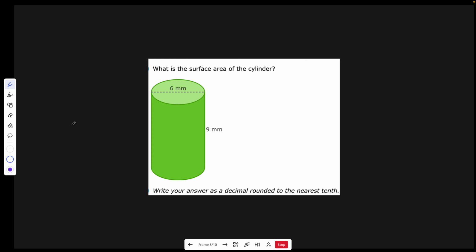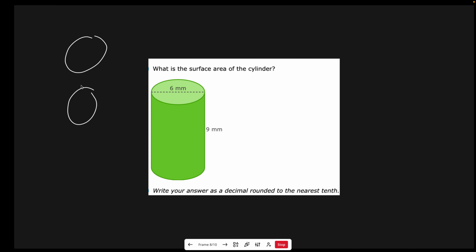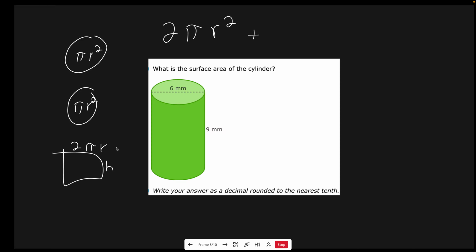Now, one other way that some of y'all might like, and it's a little bit faster, okay? Let's come back to our original drawing here. And let's remember that there's going to be two circles and one rectangle. For the circles, we're doing pi r squared and pi r squared, but there's two of them. So we're going to do 2 pi r squared plus the rectangle, which we already said is the height of the cylinder, that's the 9, times 2 pi r. And so if you want just a straight formula, it's 2 pi r squared plus 2 pi r h. You just multiply all these together and then add. And this will give you the same answer.